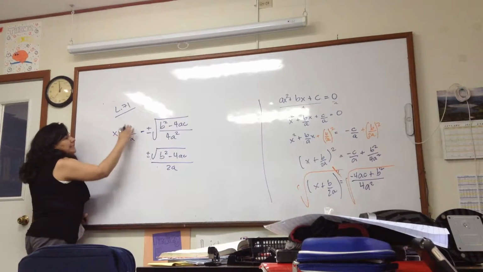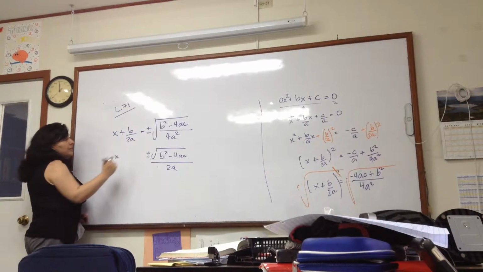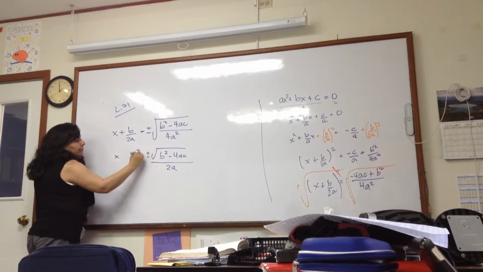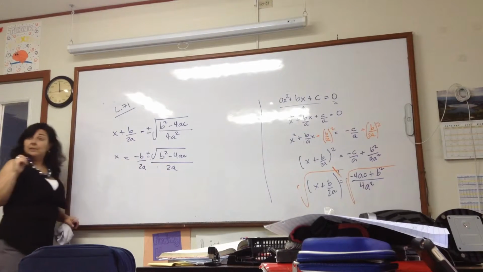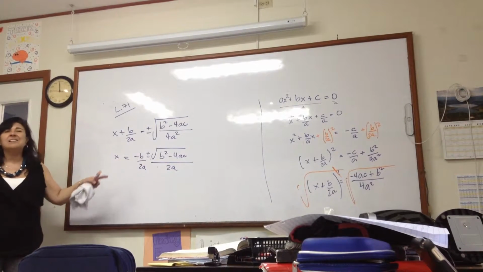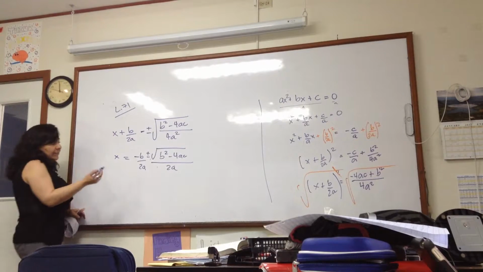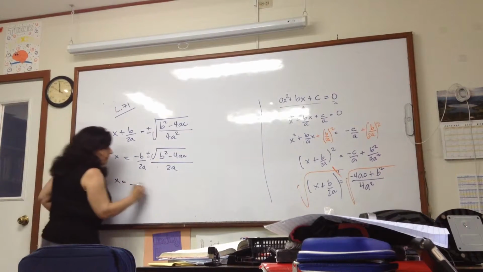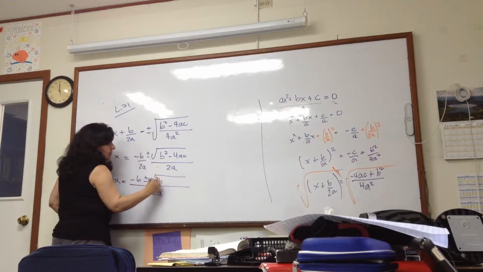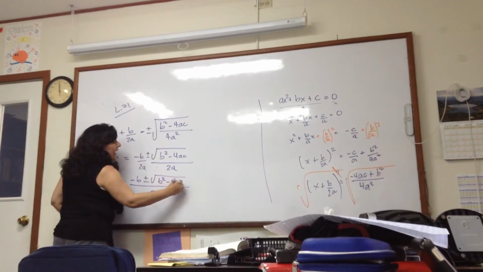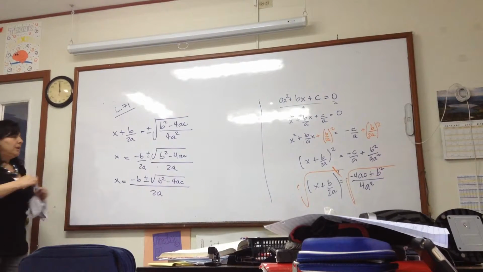Now I'm going to pass this one to the other side. So x equals negative b over 2a plus minus that. Does everybody agree on that? Can we write this a little simpler? Yes, because they have the same denominator, so we do 2a, and then negative b plus minus the square root of b squared minus 4ac. That's easy.